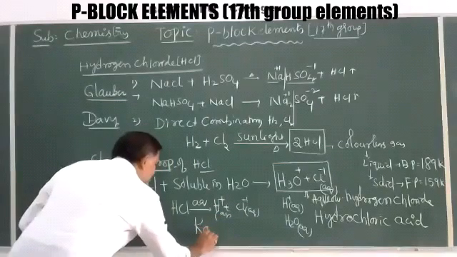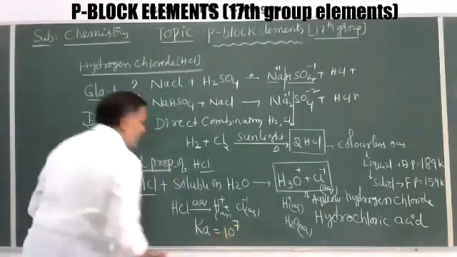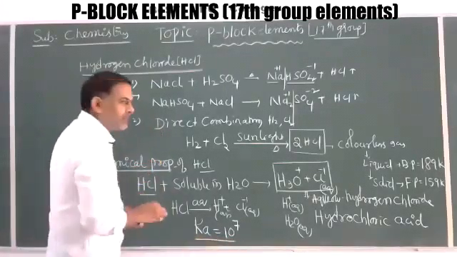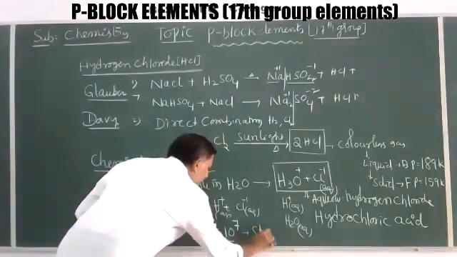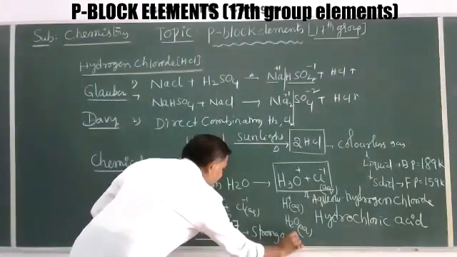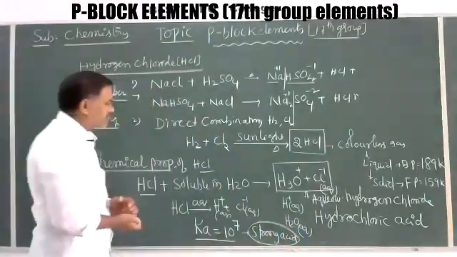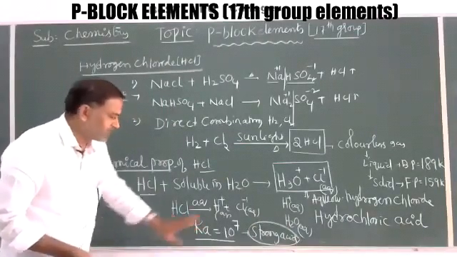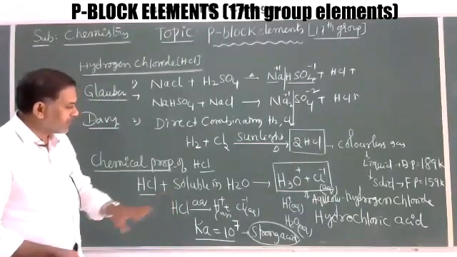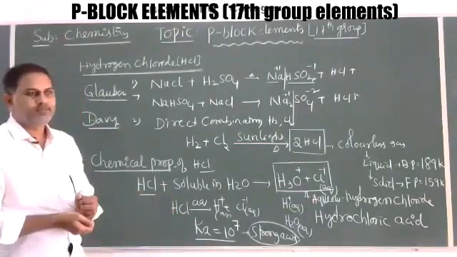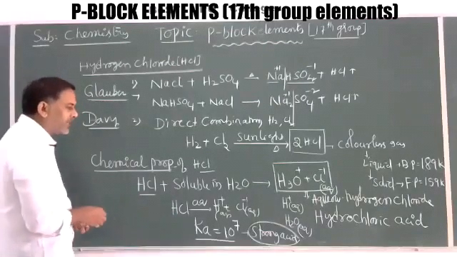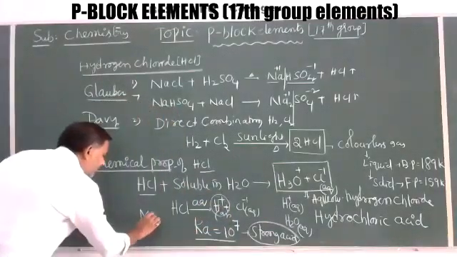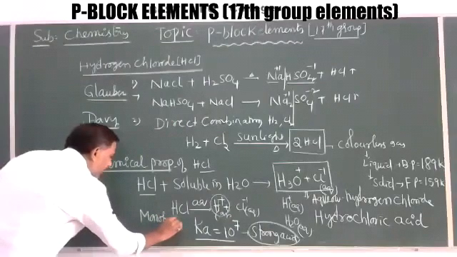Now its dissociation constant is 10 power 7. Due to the high dissociation constant, it acts as a strong acid, because hydrochloric acid has a high Ka, the dissociation constant of the acid. Its value is large, that's why it is a strong acid. It is a monobasic acid because it produces only one H plus.